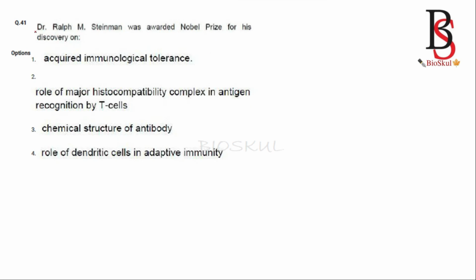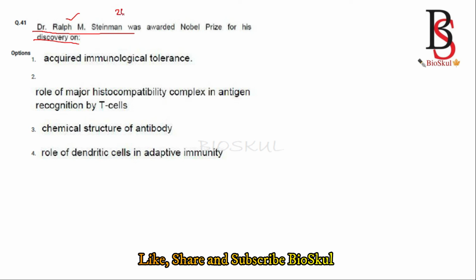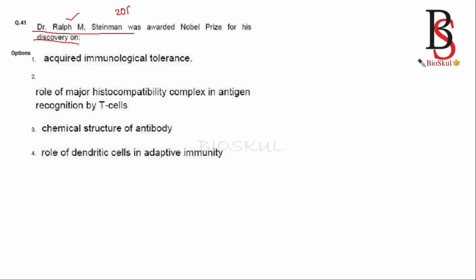Question number 41. Dr. Ralph M. Steinman was awarded the Nobel Prize for his discovery of what? Dr. Ralph M. Steinman got the Nobel Prize in the year 2011 for the discovery of the role of dendritic cells in adaptive immunity. Ralph M. Steinman was a Canadian physician. So the correct answer is option 4.